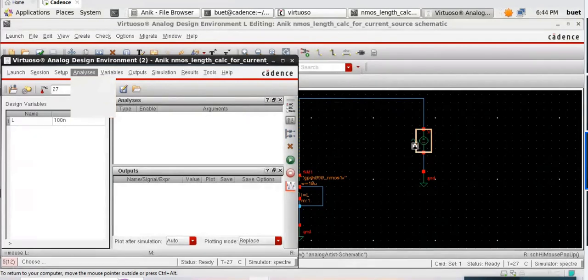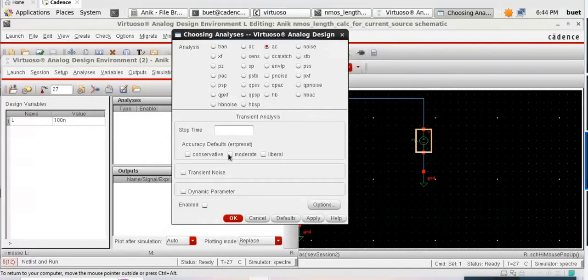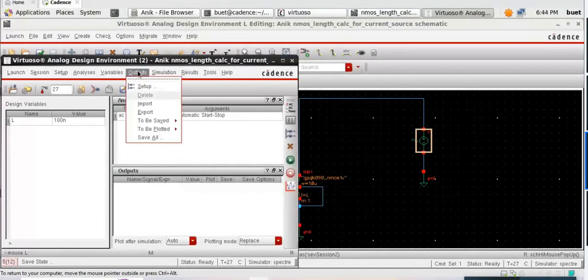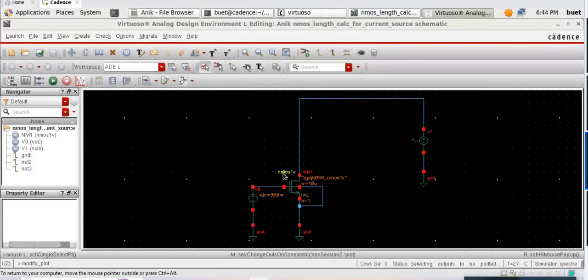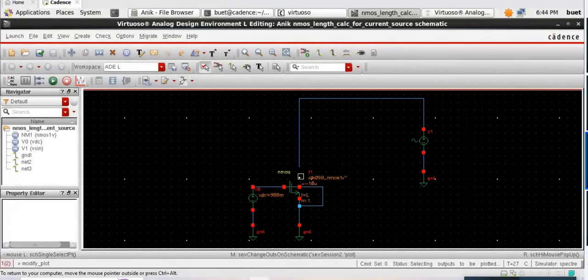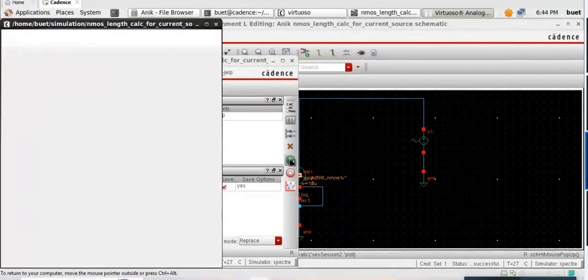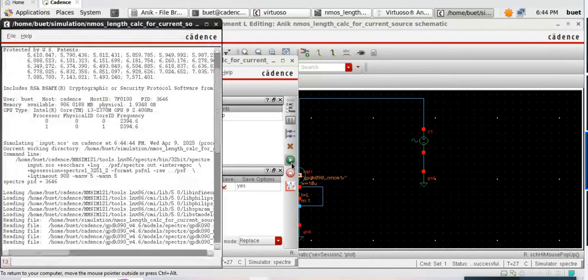And I'll go to analysis. Now because you have applied the AC source, you have to do the AC analysis. I'll choose the AC analysis and I'll vary the frequency from 1 to 1 gigahertz, and I'll say OK. And for outputs to be plotted, select on the schematic, and you have to choose this box which selects the drain node, and that will fetch you the drain current. And now I'll run it.